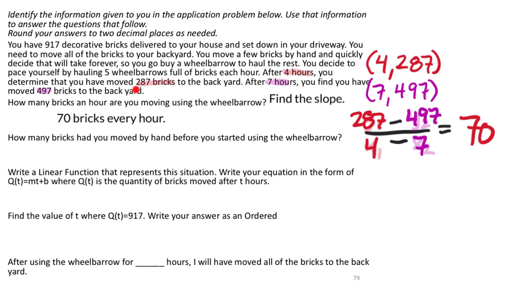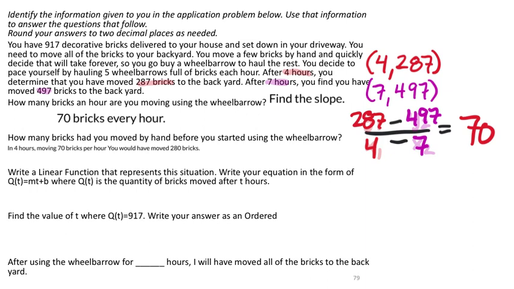You see after 4 hours, you moved 287 bricks. How many bricks did you move in the 4 hours? Well, if it's 70 bricks per hour and you did it for 4 hours, that would have been 280 bricks. Then you can subtract this number from the 287. So in other words, let's be precise here. In 4 hours, moving 70 bricks per hour, you would have moved 280 bricks. That's 4 times 70, right?